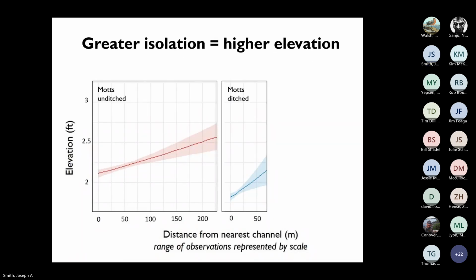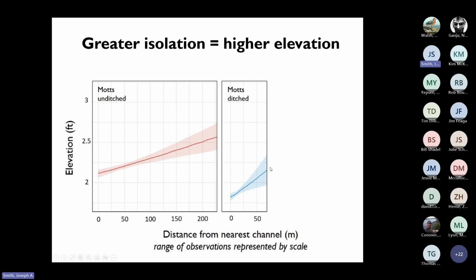And then another pattern is that as you get more isolated, you get to higher elevations. And this really surprised me, because suspended sediment is settling close to channels, but here we're seeing the highest elevations far away from channels, which suggests to me that it's just organic accretion that's creating these high elevations, under ideal conditions for accretion, I guess.